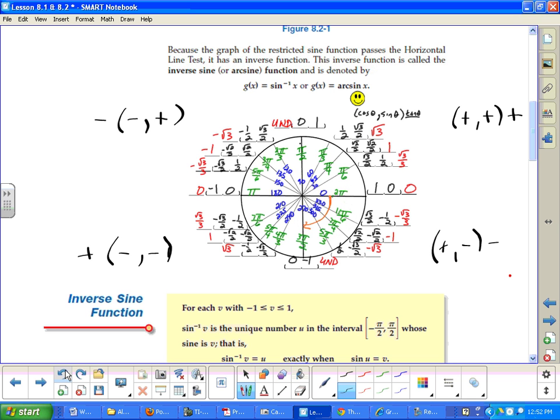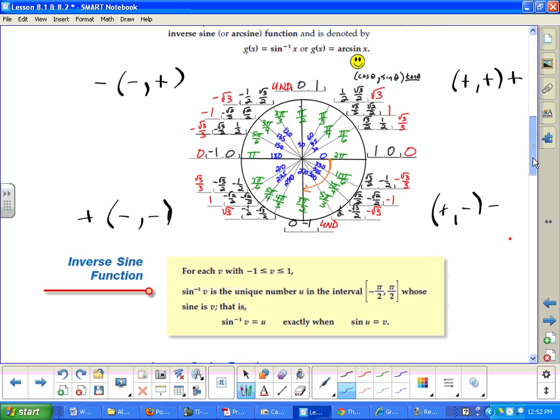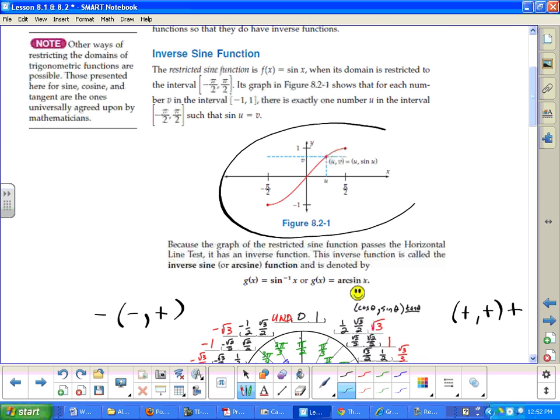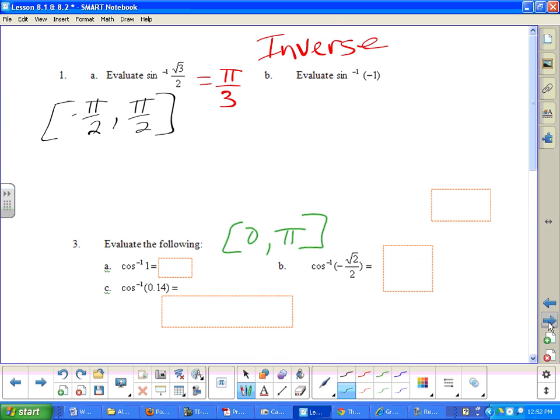So in the fourth quadrant, I have the negative angles there. Because we're looking at this graph here, which goes from negative pi over 2 to pi over 2. So all of the negative values for sine are in the fourth quadrant, but they're negative. So negative 30, negative 45, negative 60, and so on. Okay? So my answer here is negative pi over 2.